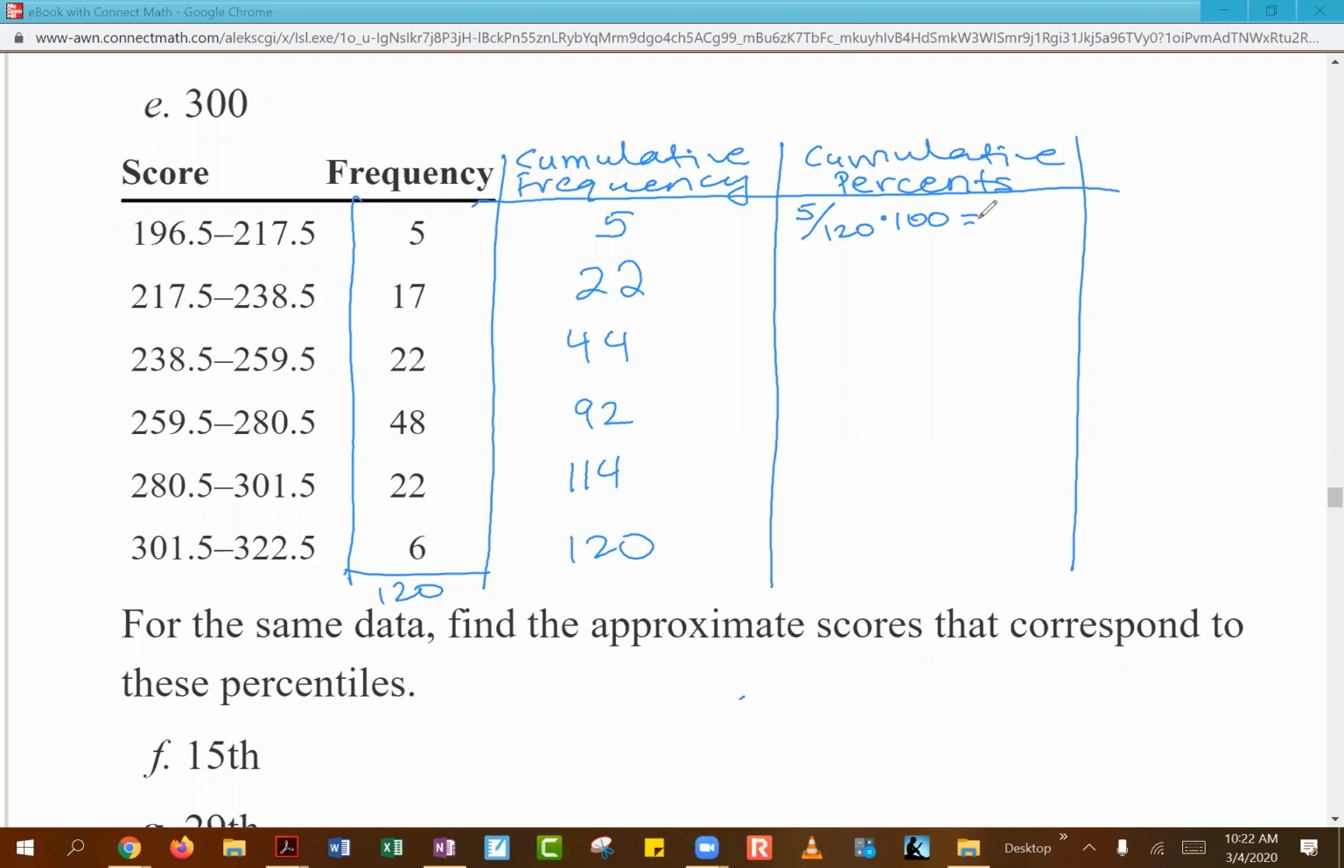Let me see, how do I want to do this? To keep ourselves at a good pace to be able to graph these, let's round all of them to the whole numbers. That'll make it easier for us to graph, because right now you're getting what, 4.166666 for the 5 out of 120. So yeah, that's going to be a nightmare to graph. So let's round it to 4% basically.